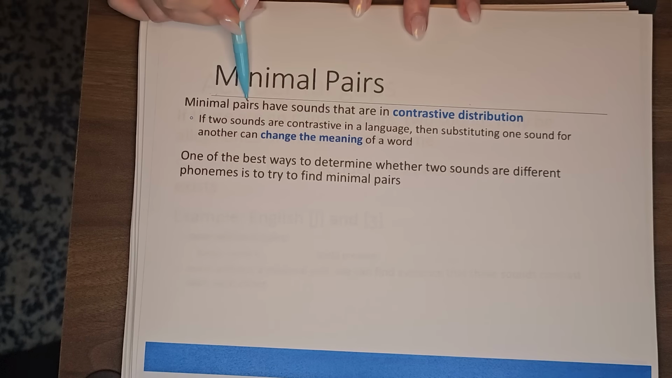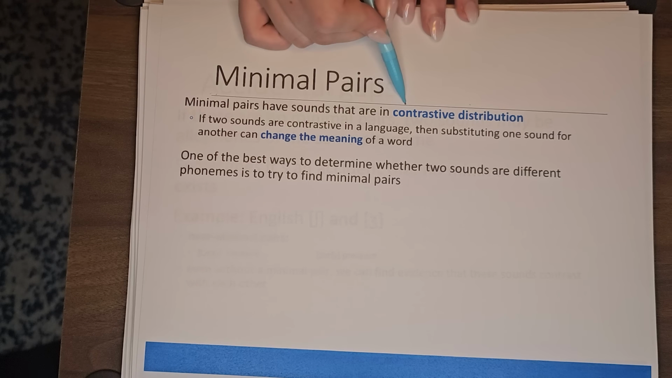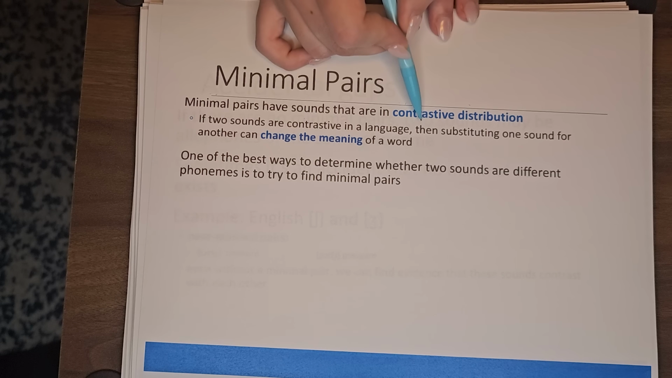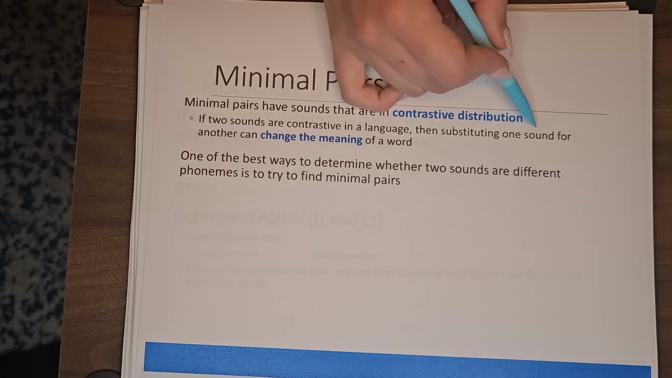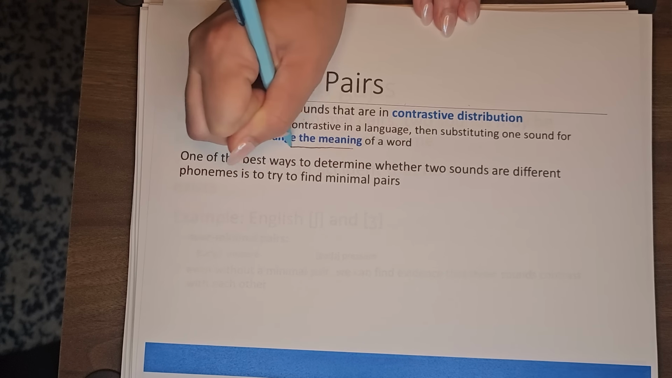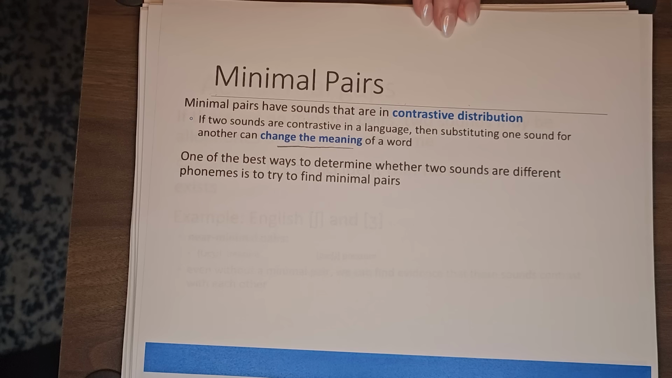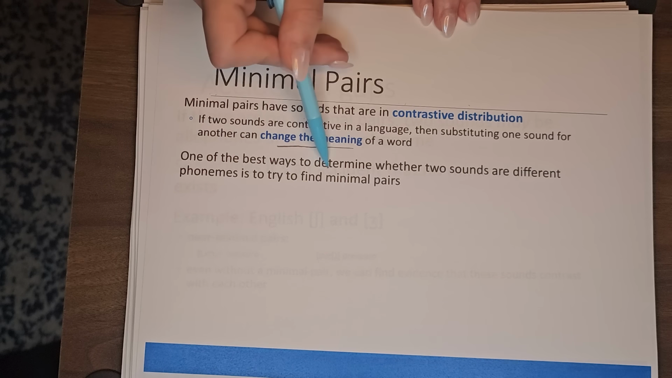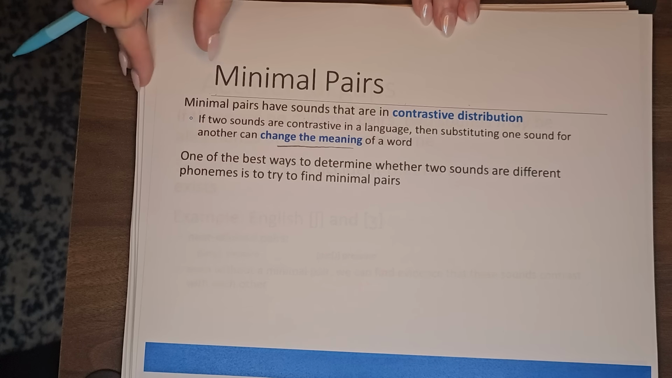So minimal pairs have sounds that are in contrastive distribution. If two sounds are contrastive in a language, then substituting one sound for another can change the meaning of a word. One of the best ways to determine whether two sounds are different phonemes is to try to find minimal pairs.